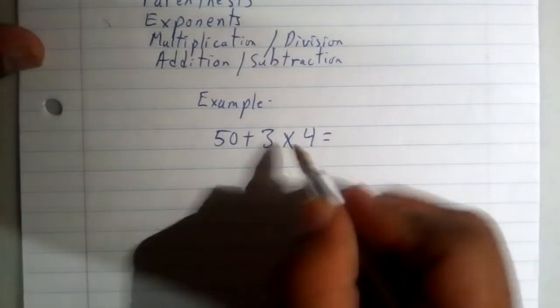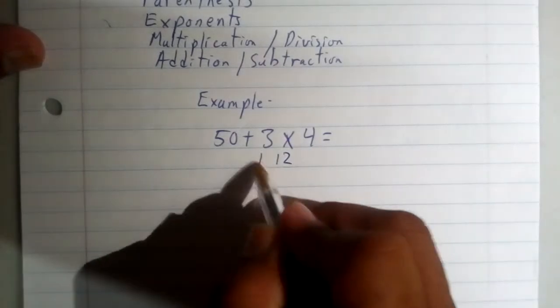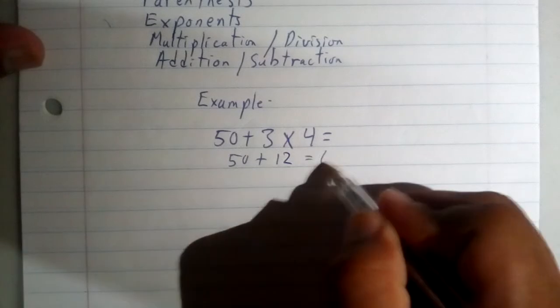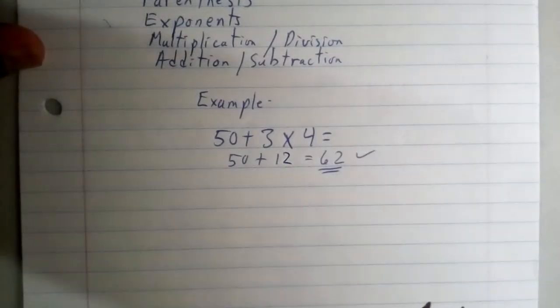Here's multiplication, so we're going to say 3 times 4, that is 12, and we say plus 50. 50 plus 12 will give us 62. That's our solution, okay? Let's go with the next one.